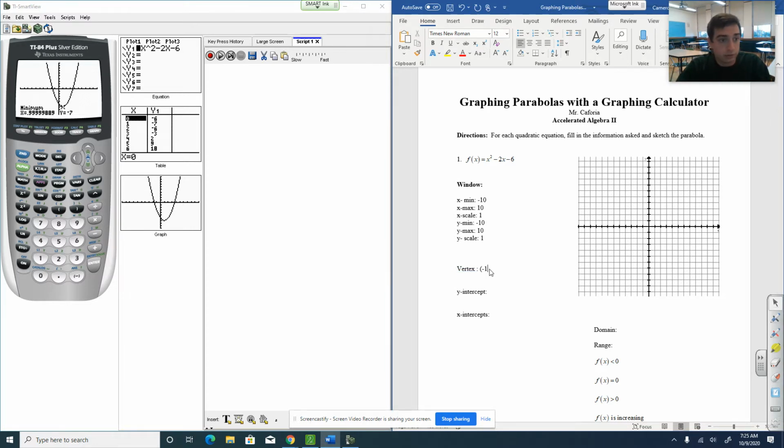negative 1, negative 7. Okay. Next, we need to find our y-intercepts and our x-intercepts.